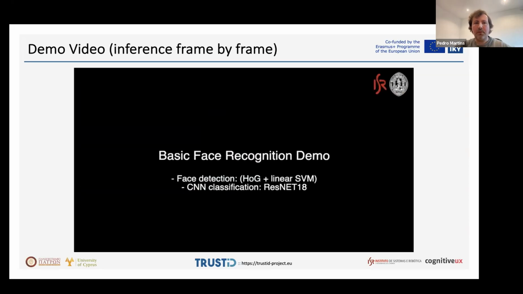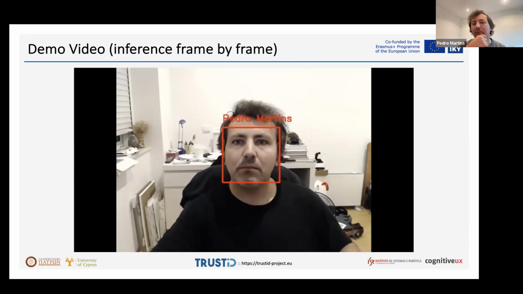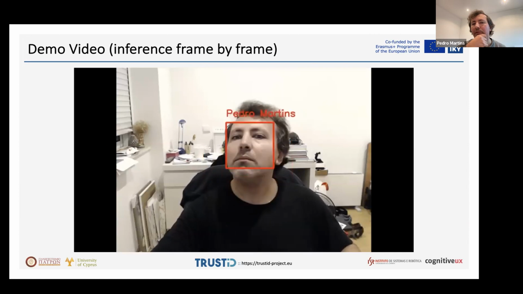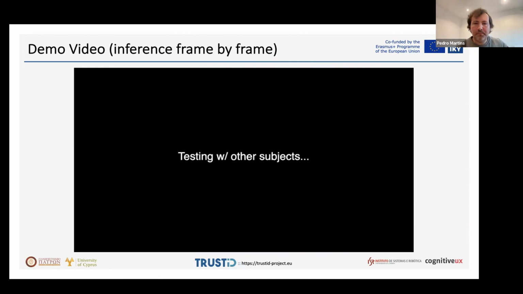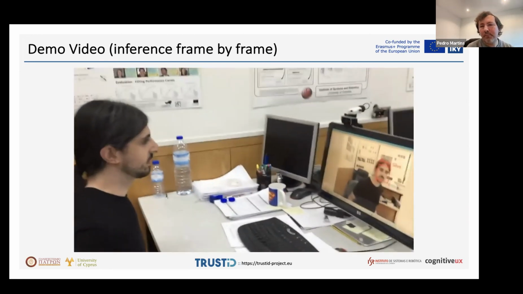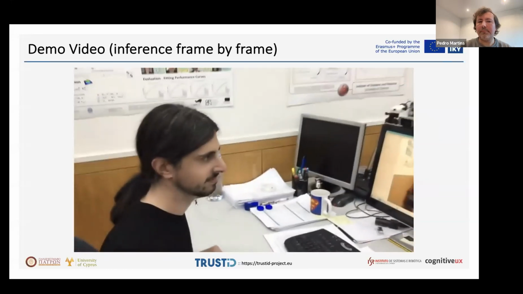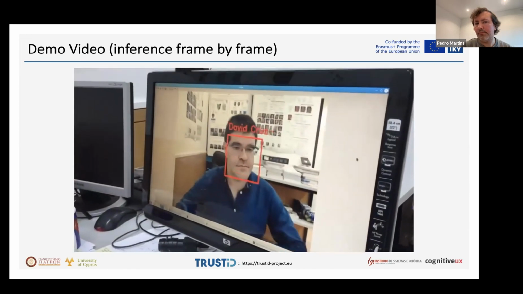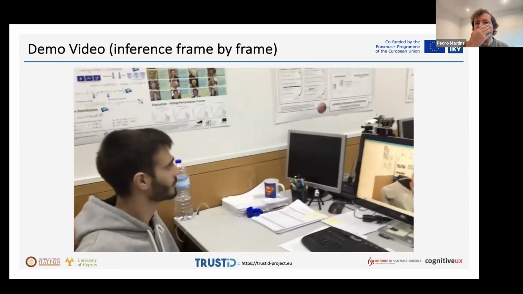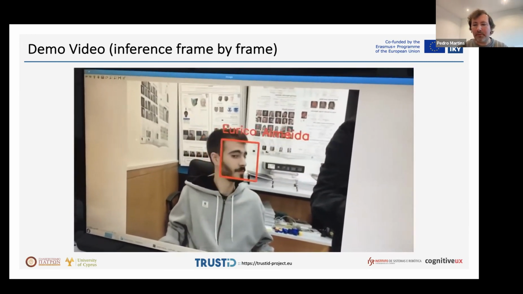Of course, you can run it on video simply by running the system frame by frame. And this is the performance of this version, okay? And this is a system live with other people. Yeah, you follow the idea, I think.